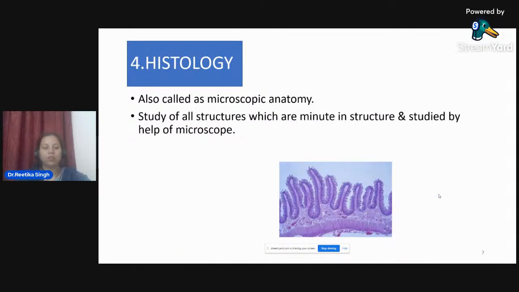Fourth one is histology, also known as microscopic anatomy, in which we study the different structures with the help of a microscope. As you all have studied in your 12th, we study the structure of a cell with the help of a microscope, where you all see the nucleus, Golgi apparatus, mitochondria, etc.